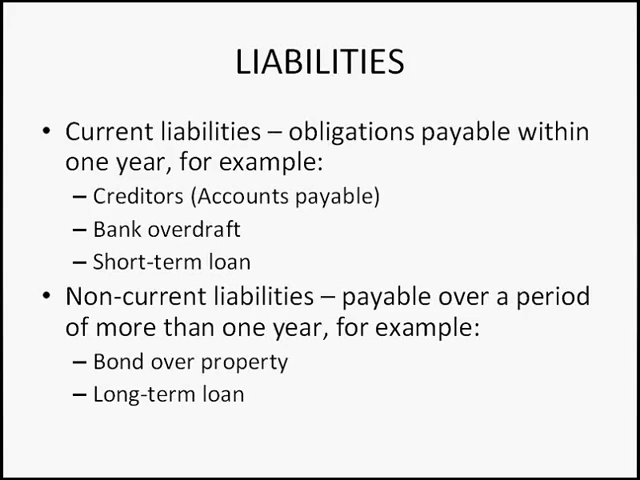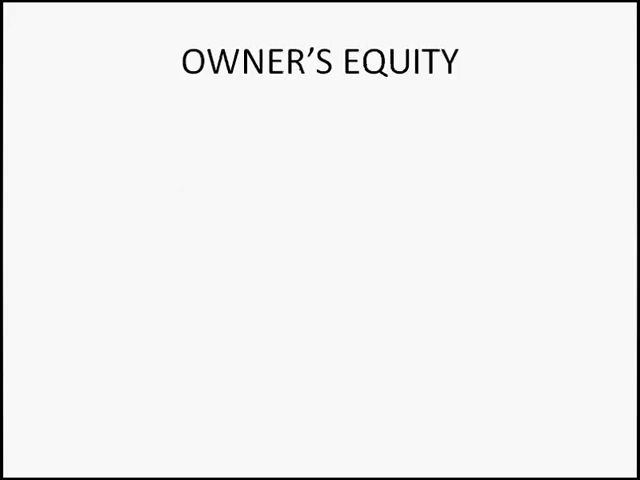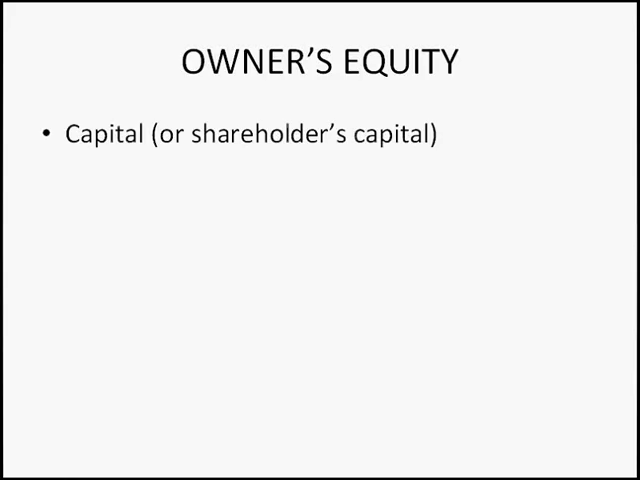So now we move on to the third category, or the third type, and that is called owner's equity. Owner's equity is interesting because the terminology will differ depending on what business you're working with. We will mostly focus on your smaller type businesses and your companies. Part of owner's equity, the predominant part, is called capital, or in a company it would be called shareholders' capital or shareholders' equity.